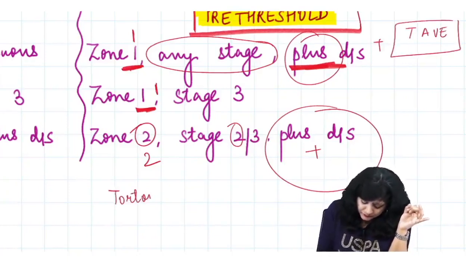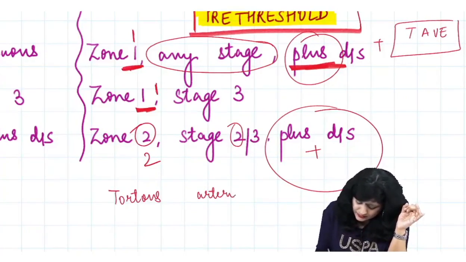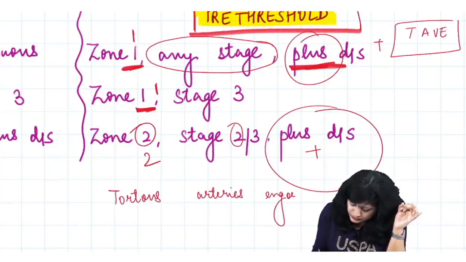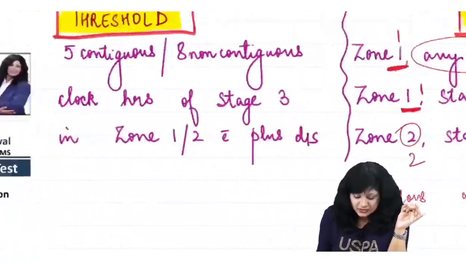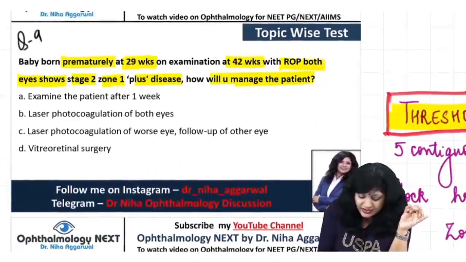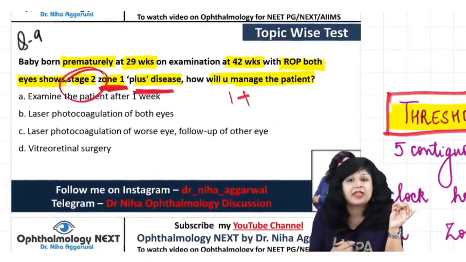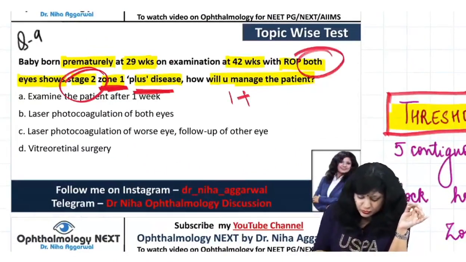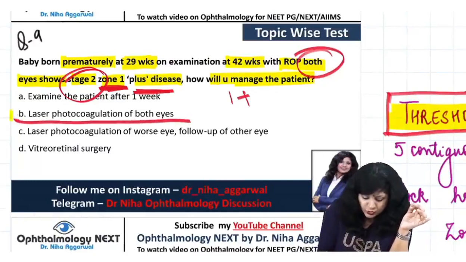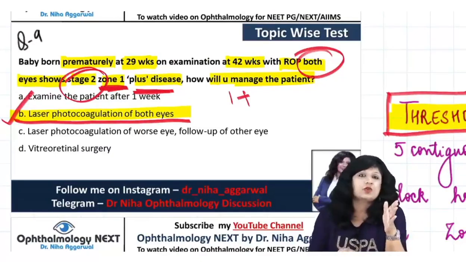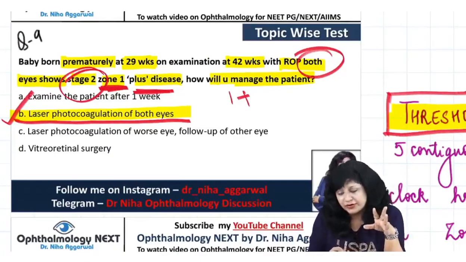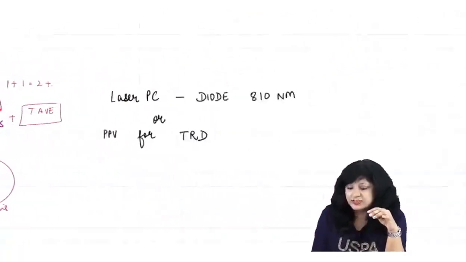Tortuous arteries and engorged veins are all called your plus disease. Now look at the question here. They are saying zone 1 plus. So this is already 1 plus. Any stage will do. Any stage, and they are saying both eyes, so obviously you have to do the laser photocoagulation of both the eyes. No question asked. You have to do the laser photocoagulation of both the eyes because both the eyes are involved here.